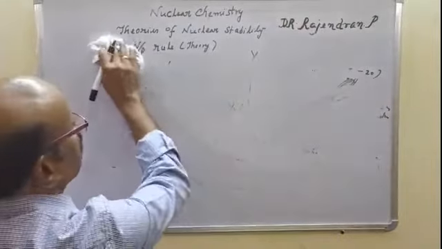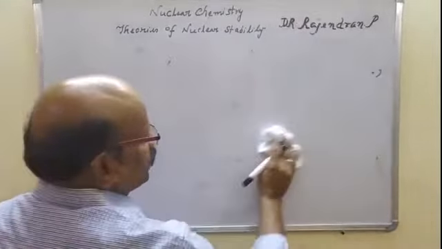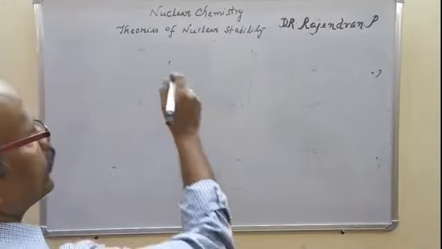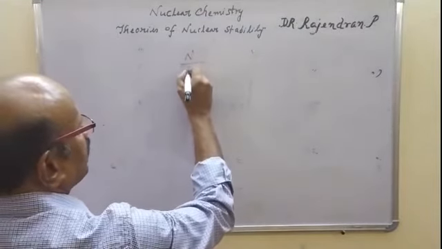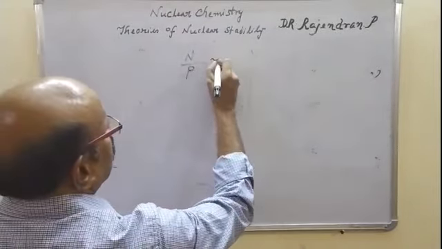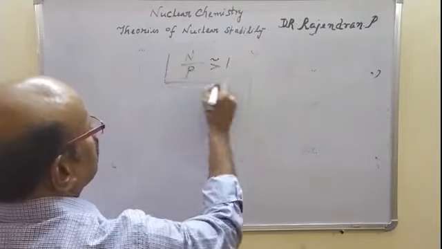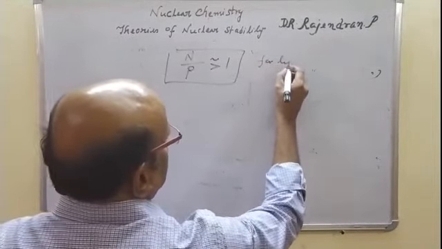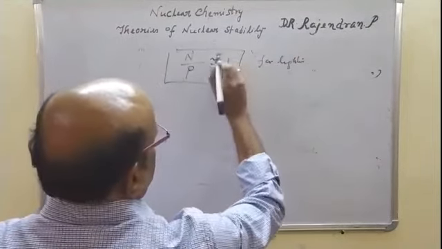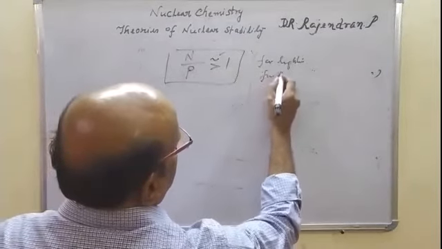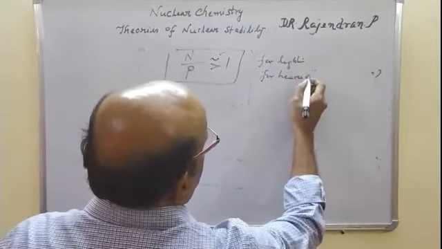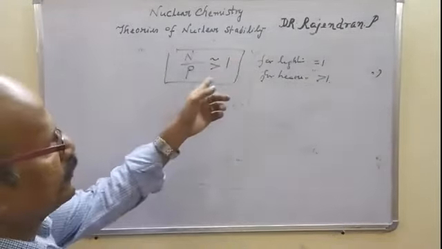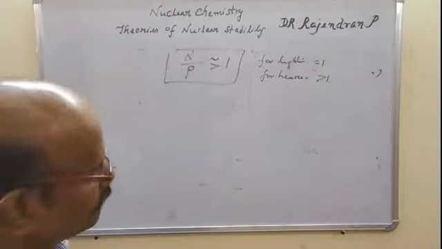So this theory is over, and this is an empirical theory. It is not purely scientific, it is purely empirical. Okay, so you have to remember generally like this: the stability ratio N by P is equal to or greater than 1. This is a general theory. For lighter nuclei it is applicable, first thing, and for heavier nuclei it is greater than 1. So lighter nuclei it should be 1, but heavier nuclei should be greater than 1.